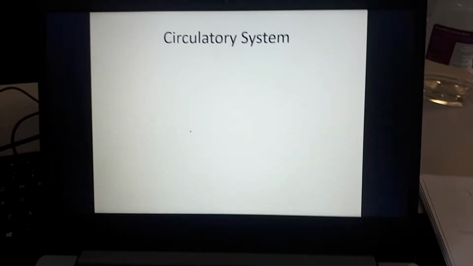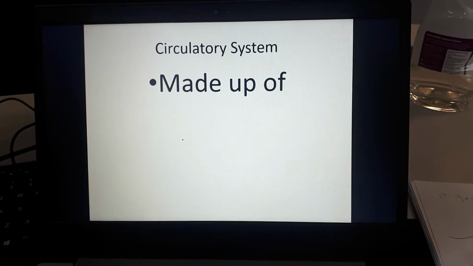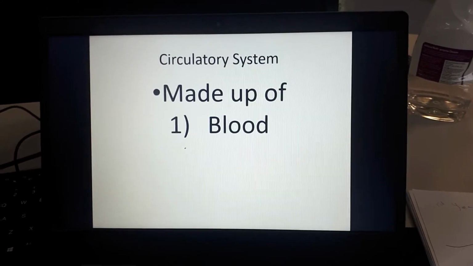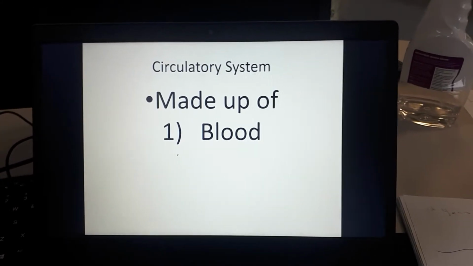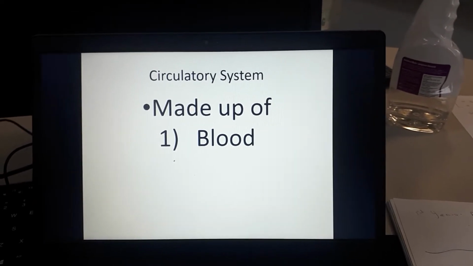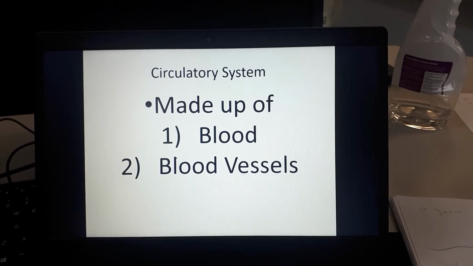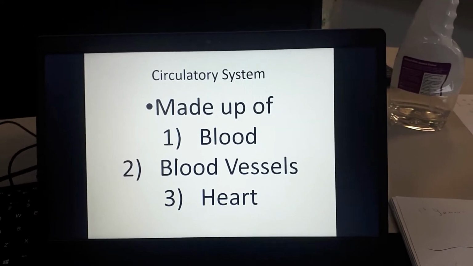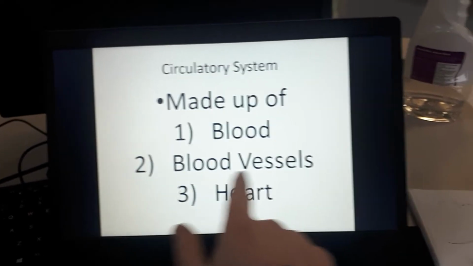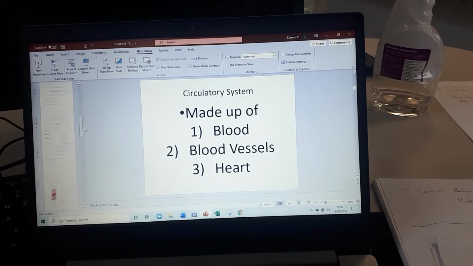Okay, so as we looked at in yesterday's class, we said that our circulatory system was made up of three parts. The blood, which we looked at, okay, so we have our blood plasma, red blood cells, white blood cells, and platelets. The second thing it's made up of is called blood vessels, and the final thing which we'll come to is the heart. We're going to look at the blood vessels now today, okay?